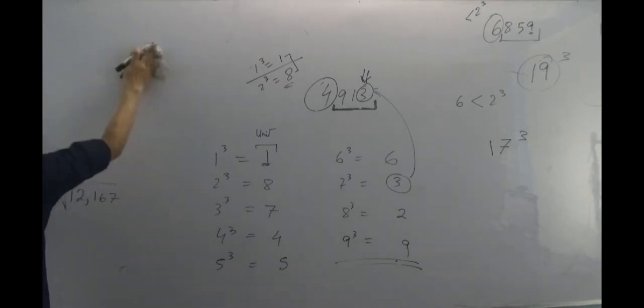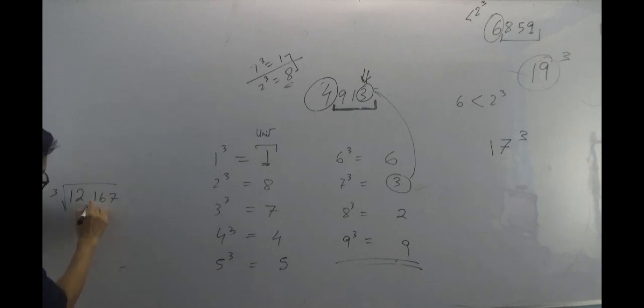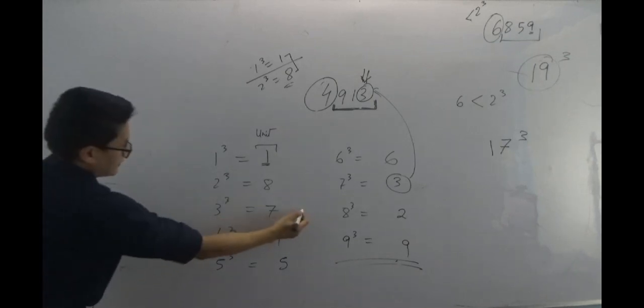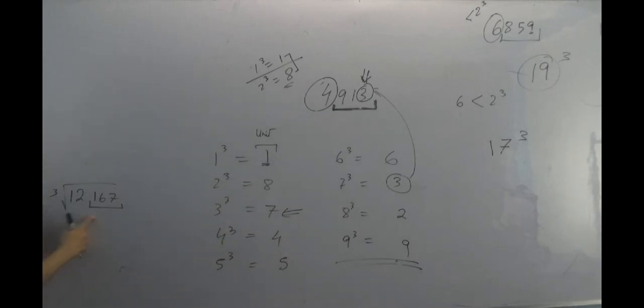Now the first digits are 12, and the unit digit is 3. Among 2 cube, I have 8, but 3 cube is 27. So 12 is less than 27 but more than 2 cube, that is 8, so I get 2. This is 23 cube. This is the way you have to find out the cube root.